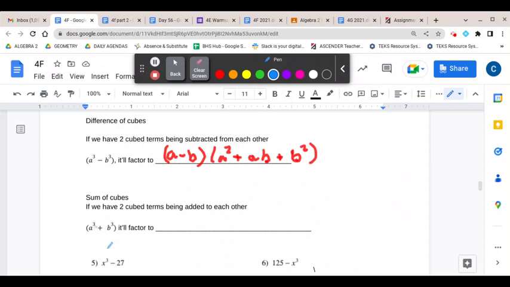All right, the sum of cubes, a cubed plus b cubed, is going to factor to a plus b, and then the subtraction sign is going to go to the second spot. So we'll have a squared minus ab plus b squared.